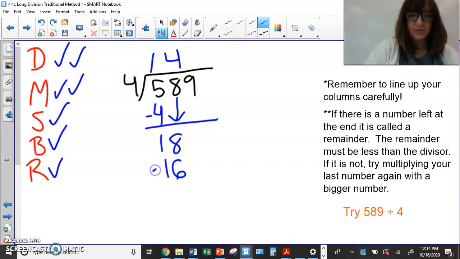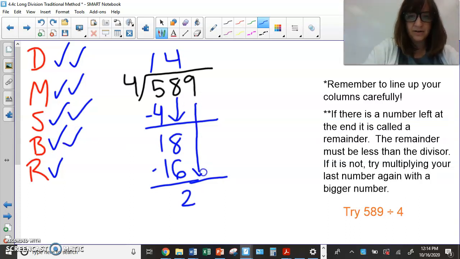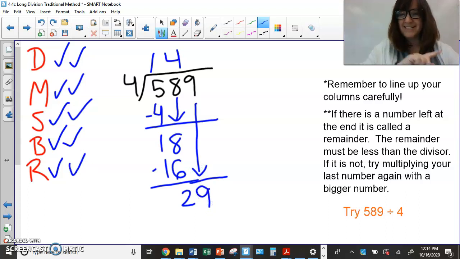And now I'm going to subtract. 8 minus 6 is 2. 1 minus 1 is 0. So now I'm going to bring down. I'm going to bring my 9 all the way down here. And I'm going to repeat the process all over again. So I have the number 29 down here.